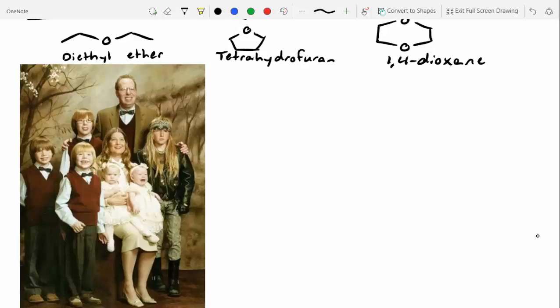Peroxides? So peroxides aren't really classified as ethers because they've got an oxygen-oxygen bond. But I'll give you a hint. Do you guys remember when we used MCPBA? We formed an ether, and what was that ether called? Epoxides. So epoxides are the black sheep of the ether family.